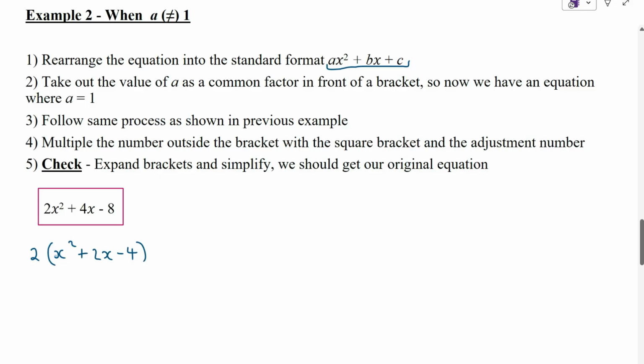Now, as you can see, we can now complete the square with this equation inside the bracket and then multiply our answer by 2 at the end. So let's do that now. Always remember to write out our common factor on the outside bracket so we don't forget to multiply at the end. So open square bracket, x plus half b, minus half b squared, minus c.